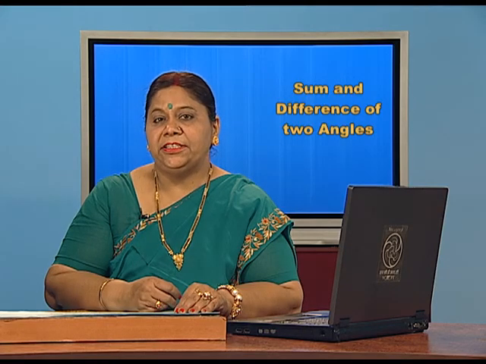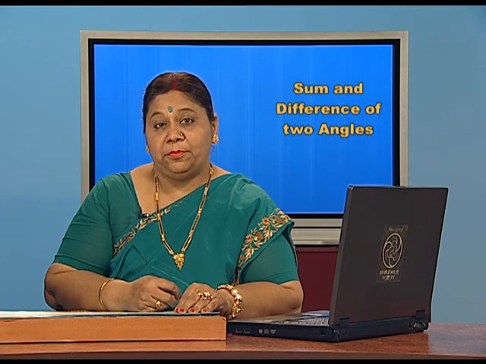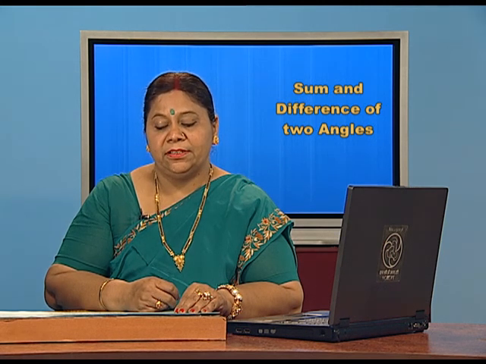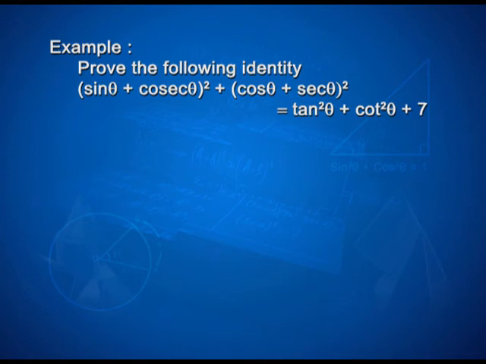Here is an interesting identity which appears in exams many times. Sin theta plus cosec theta whole square plus cos theta plus sec theta whole square is equal to tan square theta plus cot square theta plus 7.